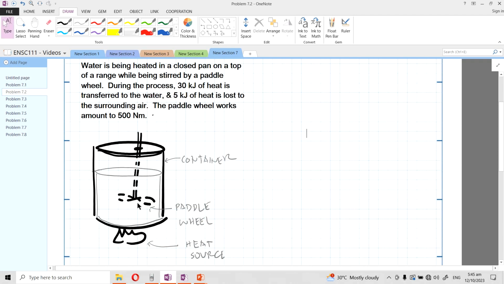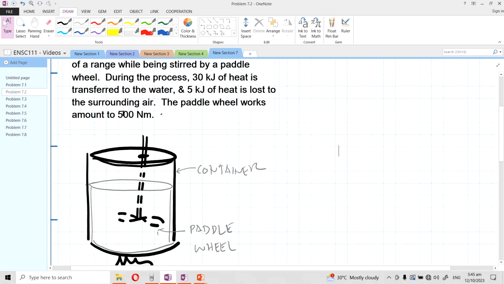And since we also do mixing, that means there's an energy input as well. So the paddle wheel work amounts to 500 Newton meter. You see here, it uses this unit of Newton meter, but it must not be confused with the moment in mechanics. Although in mechanics the moment in SI units is also in Newton meter, it's never in joules. Now in thermodynamics, when we say Newton meter, we can translate that into joules, right?